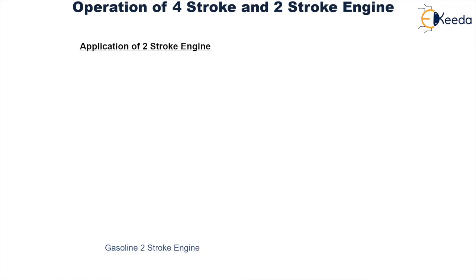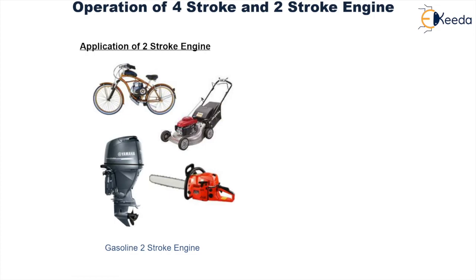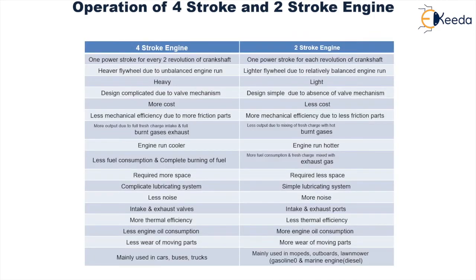Application of a two-stroke engine: a very basic two-wheeler, lawn mower, speedboat engine, and a chainsaw. These are the differences between a two-stroke and a four-stroke engine, as we have already stated. One power stroke for every 2 revolutions in a four-stroke, one power stroke for each revolution in case of two-stroke.